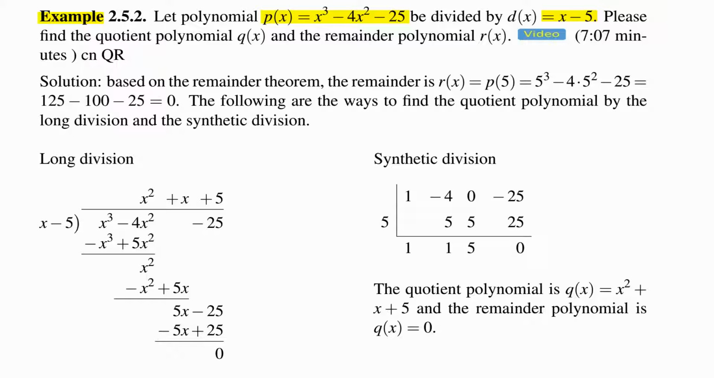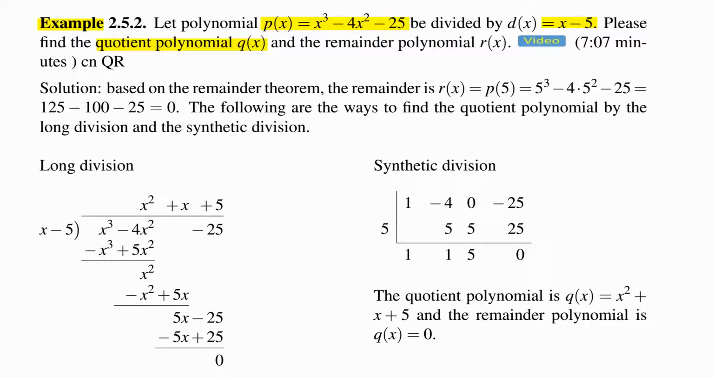Okay, now we need to do two things. One thing is to find out the quotient polynomial q of x. Another is to find out the remainder polynomial r of x. Okay. Now we may do the first step. We may find out the remainder first.